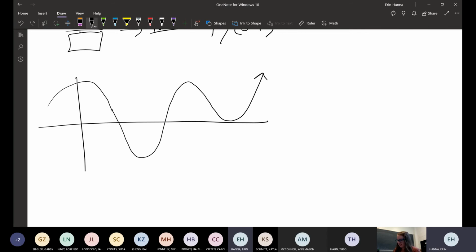Pretend that hit the x-axis, and we have a point. Technically went over there. We have a point here, and here, and here.